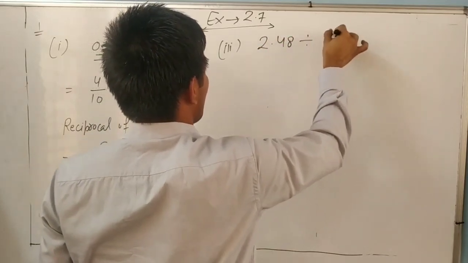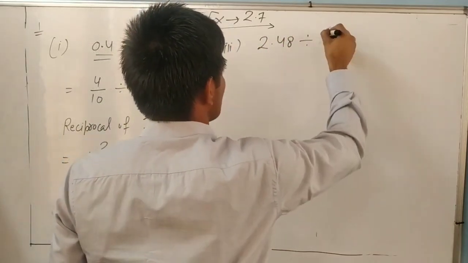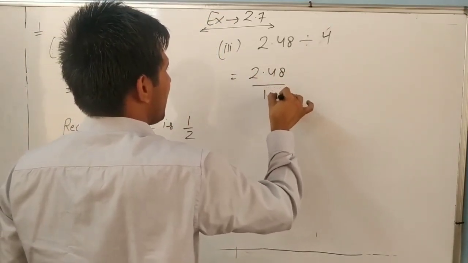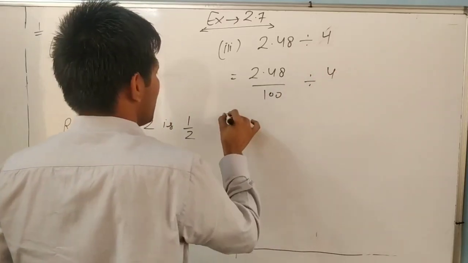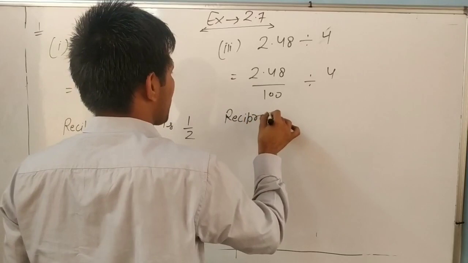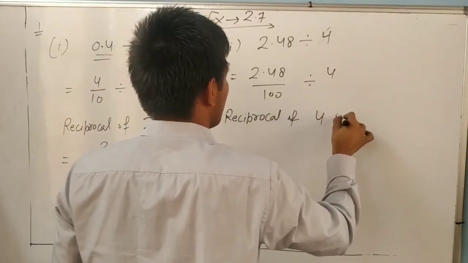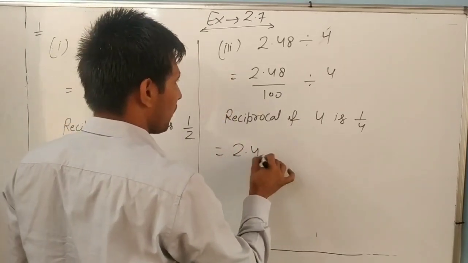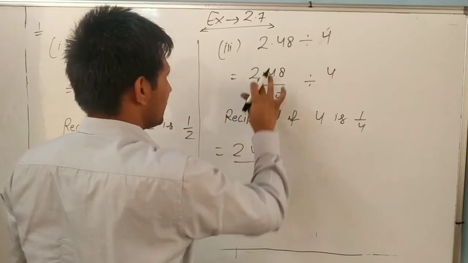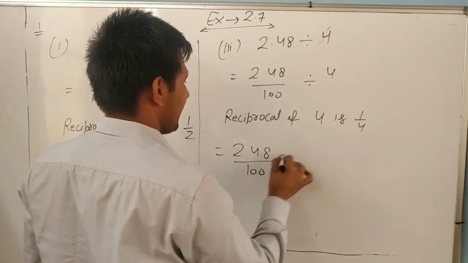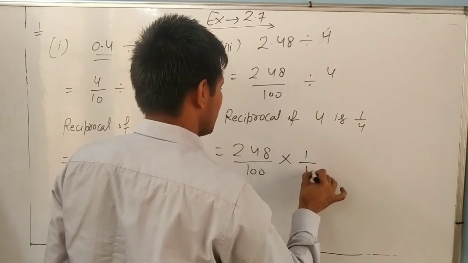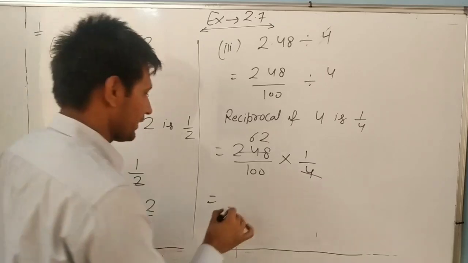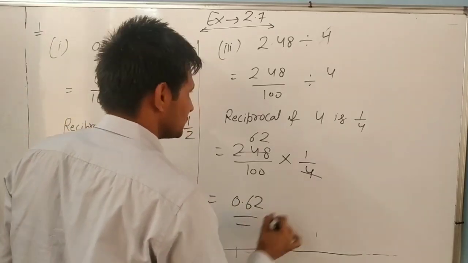2.48 divide by 4. Understand here? So we write 248 upon 100 divide by 4. The reciprocal of 4 is 1 upon 4. So 248 upon 100, remove the decimal, and change to multiplication by 1 upon 4. So 4 sixes are 24, 4 twos are 8, giving 62 by 100, so 0.62 is the answer.